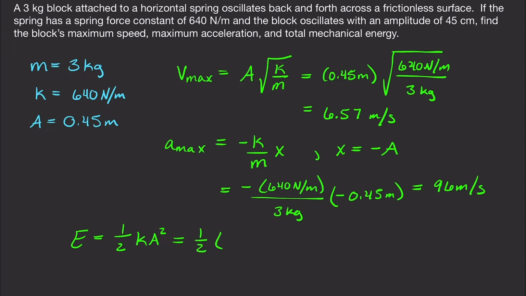Okay, so this is when the energy is all potential energy. And that gives us 1/2 times 640 newtons per meter times 0.45 meters squared. And this comes out to 64.8 joules.